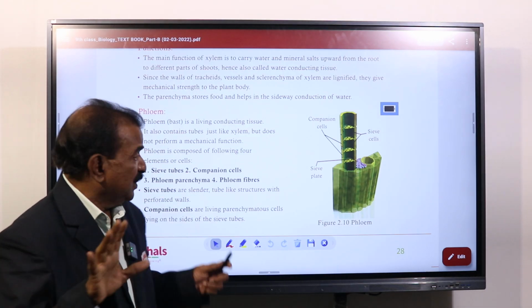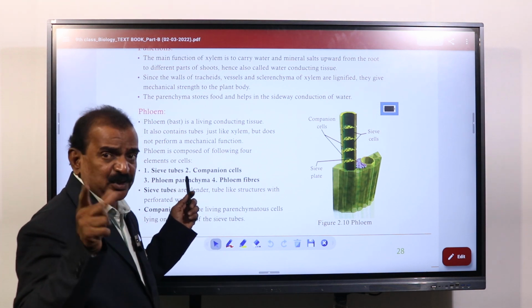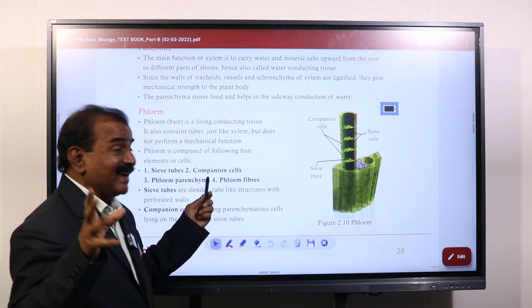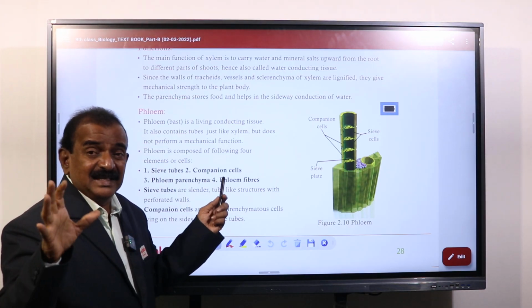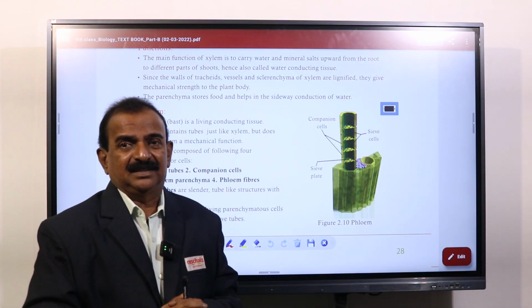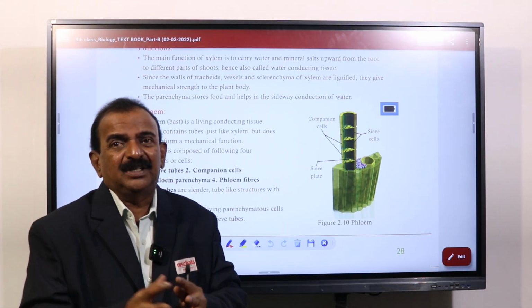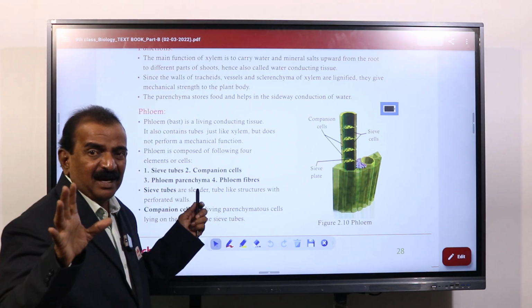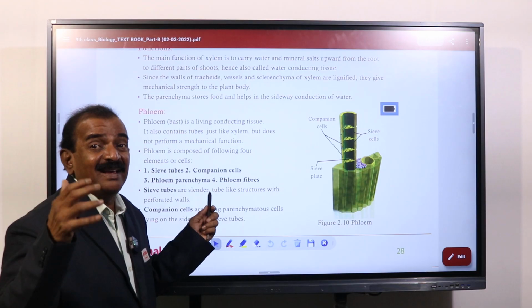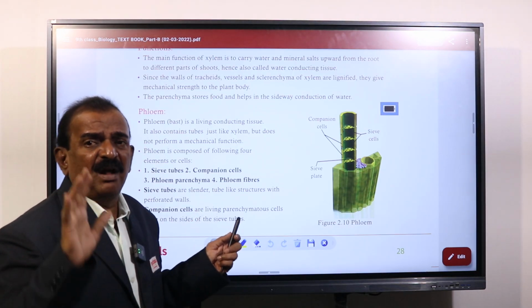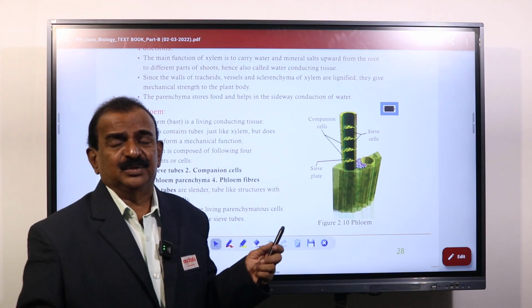So here you are observing the presence of sieve tubes, and here they also contain sieve cells, and companion cells are present, and these sieve tubes are accompanied with the companion cells and they are associated with companion cells. And you see presence of phloem parenchyma. Phloem parenchyma is a living tissue.